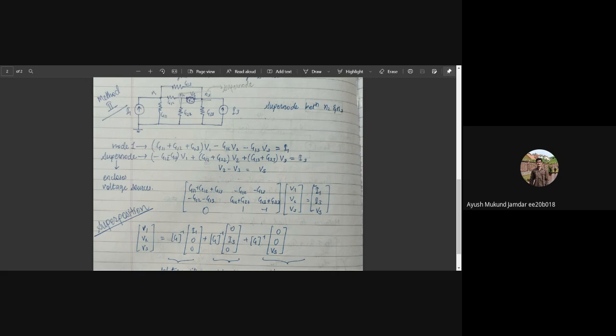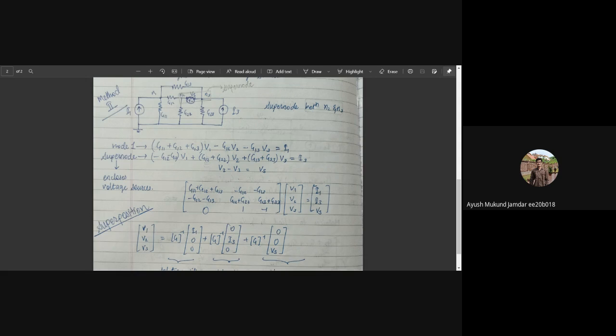Again, V3 times G13 plus V3 times G33, and again we have V1 connected to it through G12 and G13. So that gives us minus (G12 plus G13) times V1. And this, minus I3, should be equal to 0 because of the convention of direction of current. On rearranging, we get the supernode equation, that is the second equation among the three listed here.